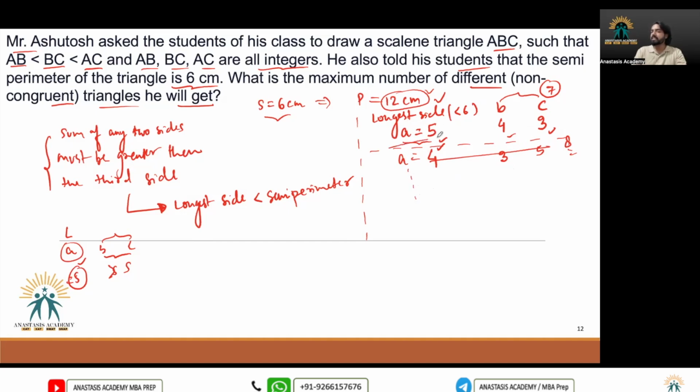So only one such triangle is possible, in which the sides are 5, 4 and 3. This is 5, this is 4 and this is 3. Also these are distinct integral values. So the correct answer to this question is that we will get a maximum of only one non-congruent triangle.